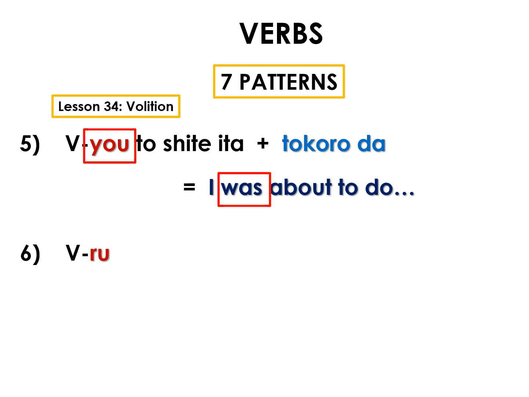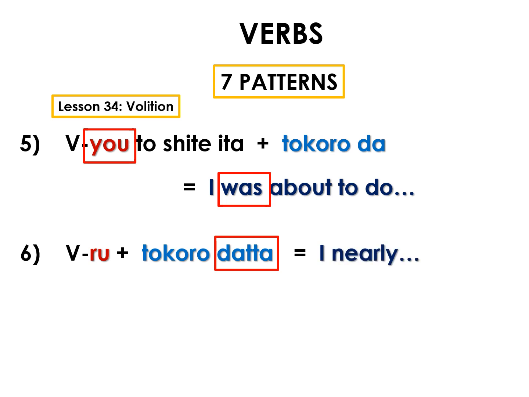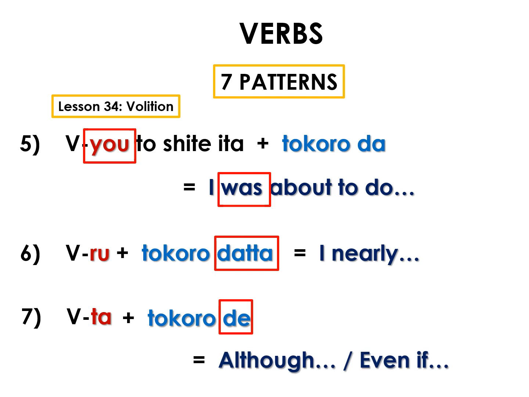Next pattern uses the dictionary form of the verb plus tokoro datta, past tense. Ru tokoro datta means I almost or I nearly, such and such. The last pattern uses the plain past or ta form of the verb plus tokoro de. Emphasis is on the de. Ta tokoro de means although or even if.